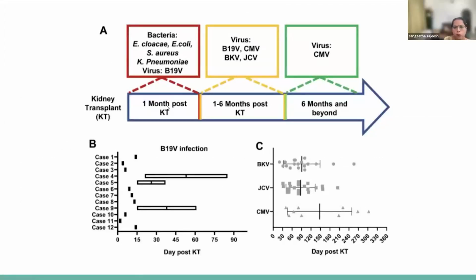So when we think about the kidney transplant, in the first month post transplant, we think about bacterial infection most commonly, and then comes the viral infection. So in this study, in this graph, you can see that within the first 2 weeks itself, most of the patients have become positive for B19 virus infection.